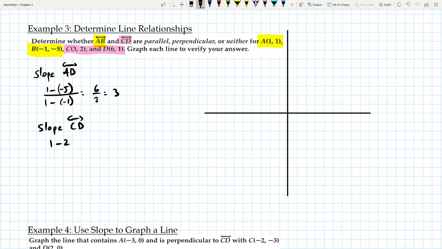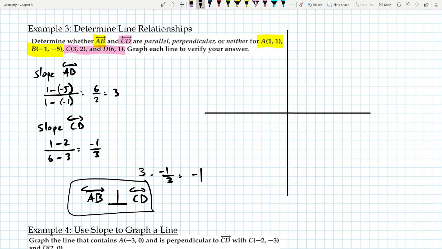1 minus 2 over 6 minus 3, and we get -1 over 3. And you can see there those slopes, we already kind of did an example, 3 times -1/3. Their product is -1, so I would say AB is perpendicular. Remember, use the upside down T for perpendicular to CD.